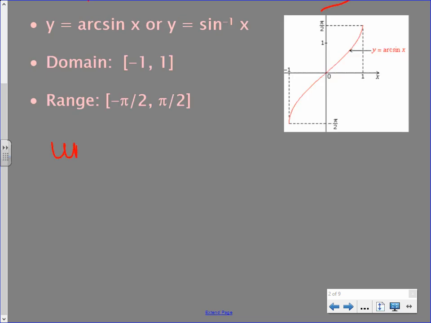What does that mean? That means on the unit circle, we are restricting ourselves. Negative pi over 2 is here, pi over 2 is here. Quadrant 1 and quadrant 4 are the two quadrants that our outputs will be coming from. But quadrant 4, those are going to be negative angles. Negative pi over 2, negative pi over 3, negative pi over 6, etc.